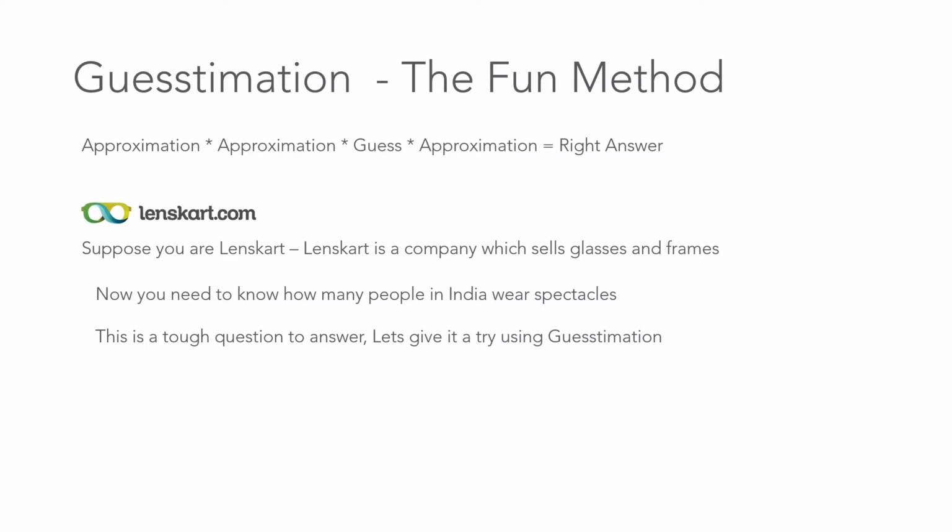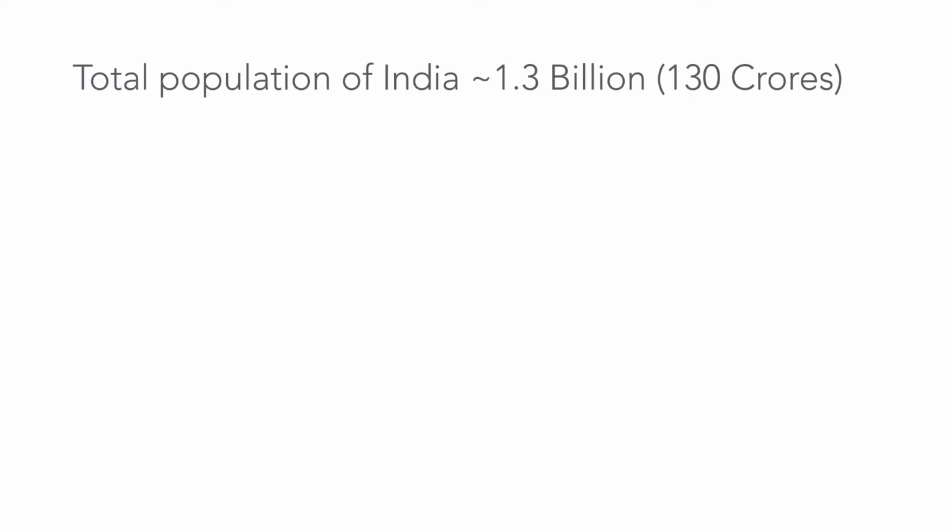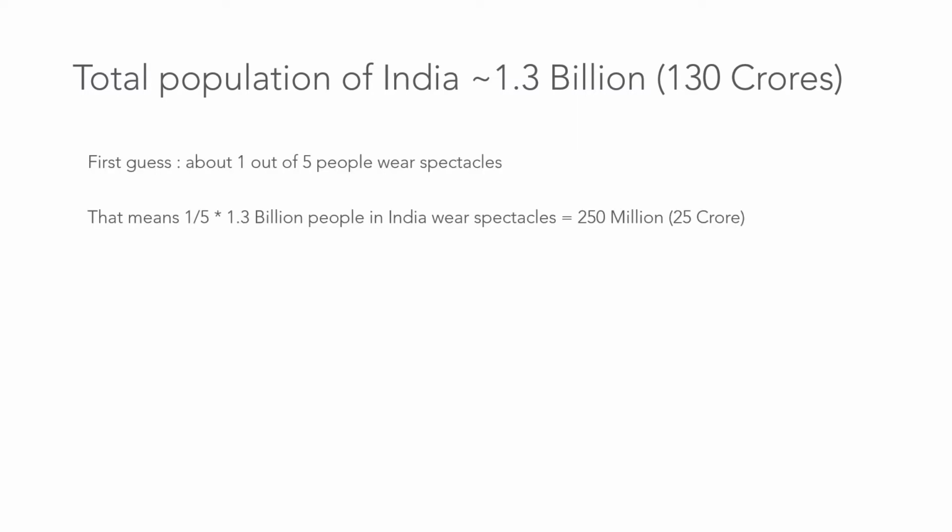Let's take an example. Let's say you are starting Lenskart. Some of you would have heard about this startup. They sell lenses, glasses, and spectacles online, and now they have stores as well. So if you were preparing the pitch deck for Lenskart, you would need to estimate the number of people who wear spectacles in India, which is a little complicated to find. So let's try the guesstimation approach. Let's start with a number we know, the total population of India, which is 1.3 billion or 130 crores. Now let's guess that 1 in 5 people wear spectacles, which means 1 by 5 into 130 crores, or about 25 crore people wear spectacles in India.